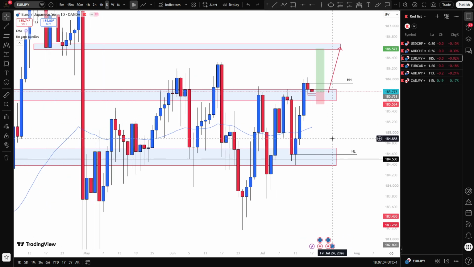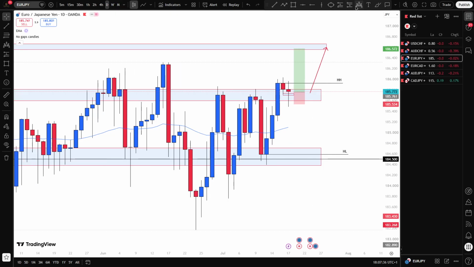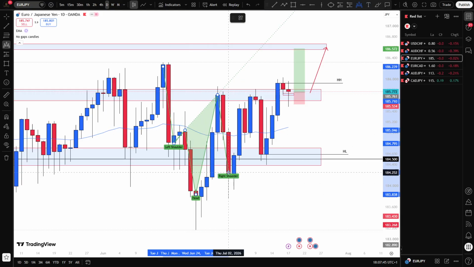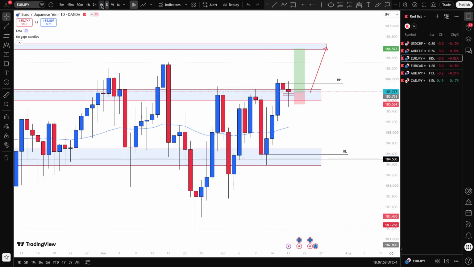Although we have a kind of inverted head and shoulders, it's not the cleanest. You can see it like this: left shoulder, head, right shoulder, more like two right shoulders. So now price has broken it, more like retesting the neckline. So not the cleanest, but the pattern is there.